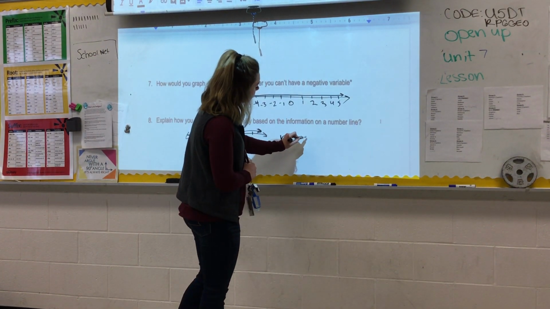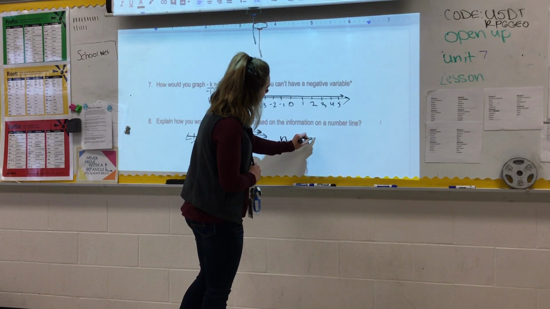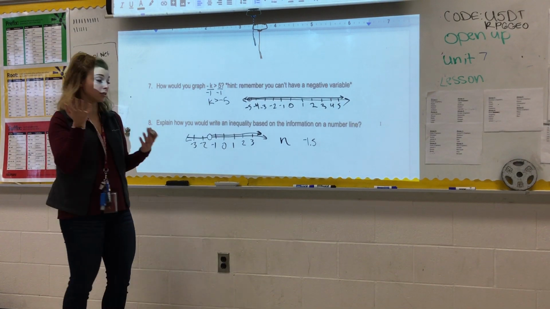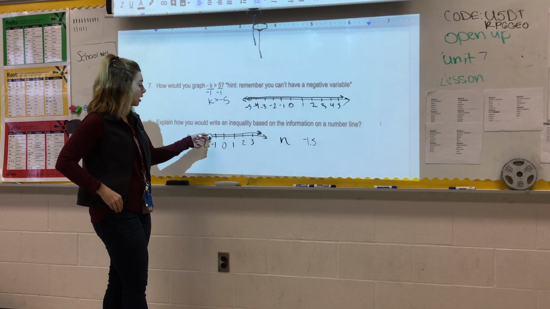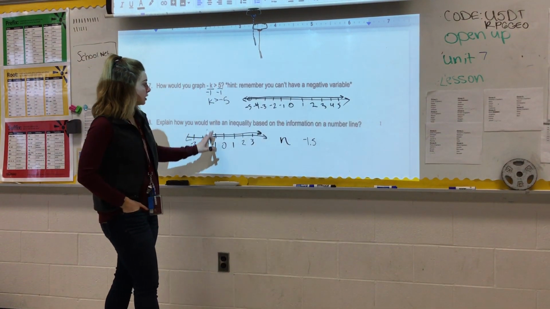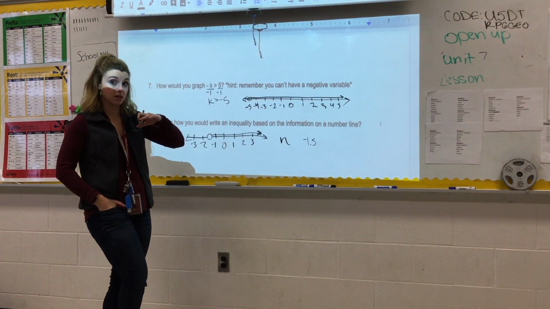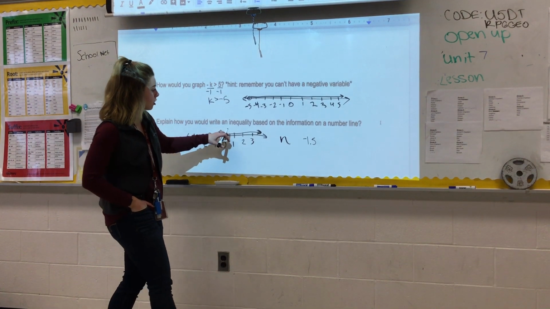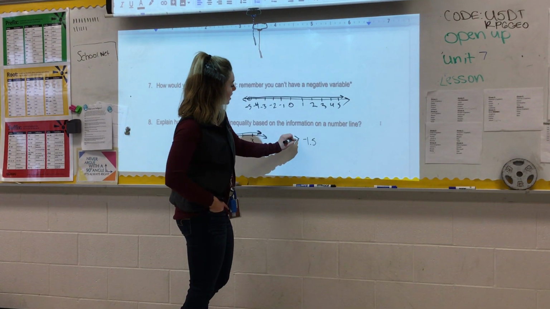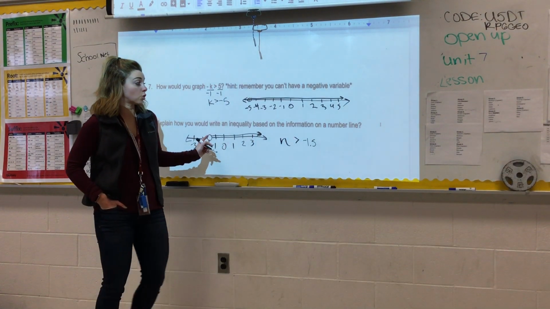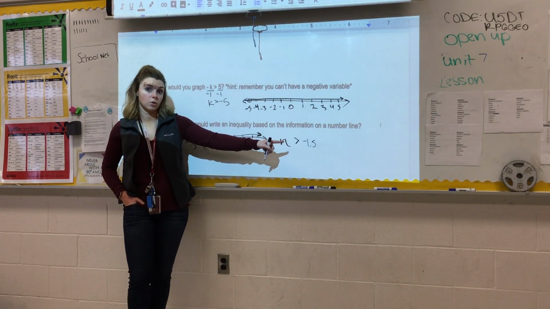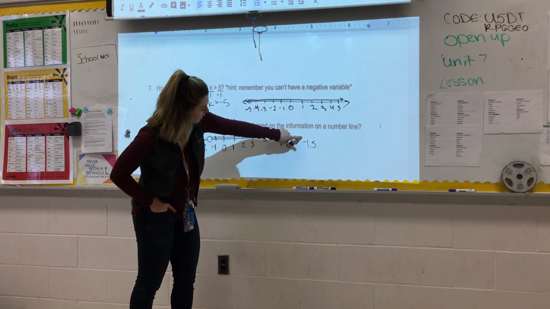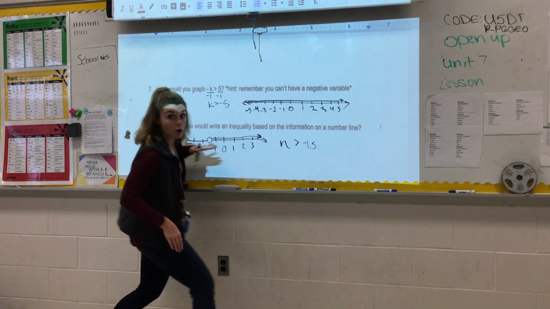So that means that the number is going to be negative 1 and 5 tenths, negative 1.5, negative 1 and 1/2. It's all the same thing. And now I know that my symbol is not going to have a line underneath it because it's not also equal to, because it's an open circle, and the arrow is going to the right. That means that n would represent everything greater than negative 1.5. Just like the arrow's going this way, the symbol's going this way. We're all going this way.